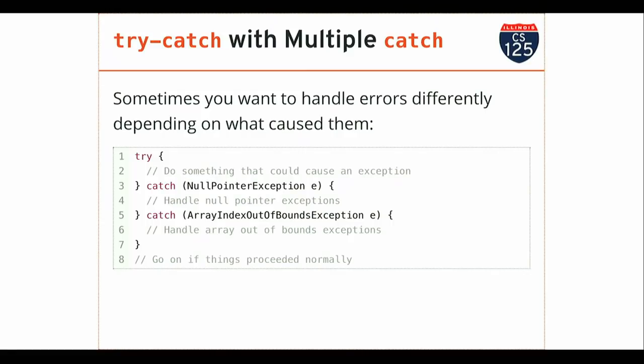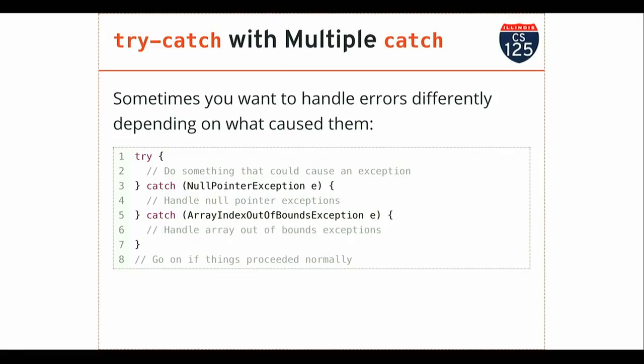I try these in order. Here's an example where, rather than catching every exception, I'm only catching a couple of different types of exceptions. My first catch block is going to catch null pointer exceptions, of which you have created a few in your time in this class. My second catch block is catching exceptions of type array index out of bounds. These are tried from top to bottom. As soon as Java finds a catch block that matches the exception that was thrown inside the try statement, it will execute that catch block.